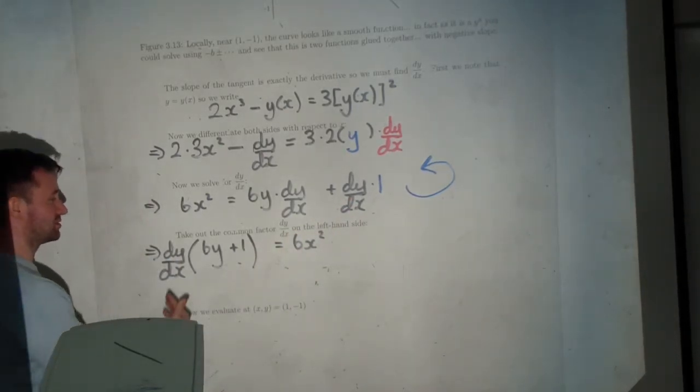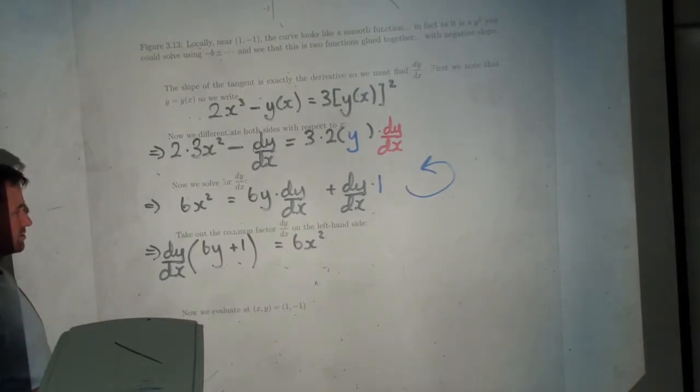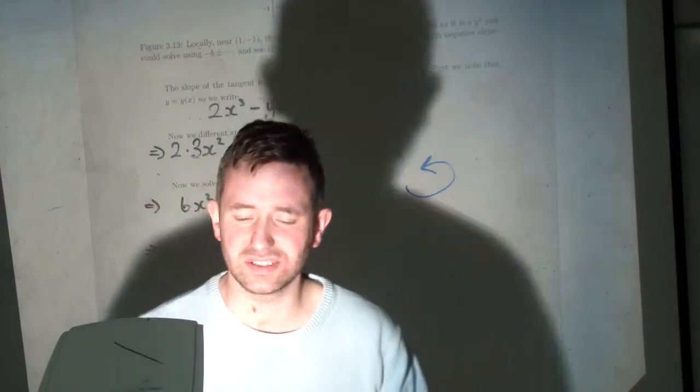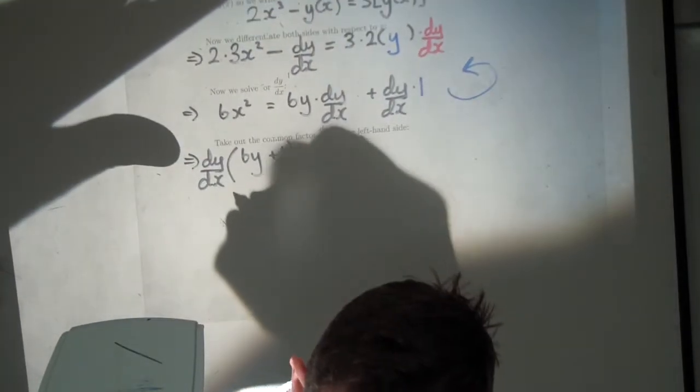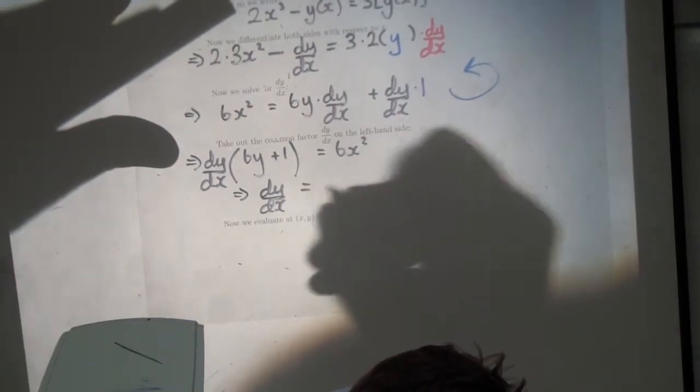And when you do that, now you can see what you need to do to get dy/dx on its own. Divide by that. Yeah. So most of us don't see that. I include myself in that, definitely.